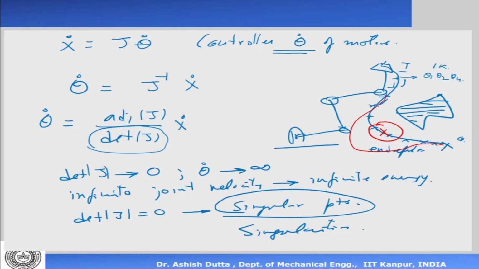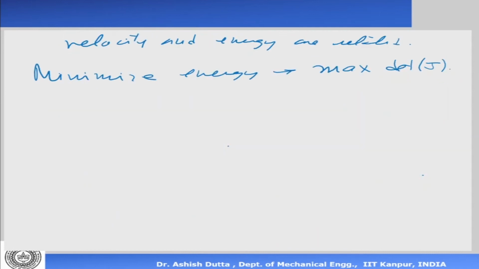In this relationship, if you want to minimize the joint velocities, then you must maximize J. And the reverse also, if you want to maximize joint velocity, you have to minimize J. So to get minimum joint velocity, you have to maximize J, and to get maximum joint velocities, you must minimize J. So to minimize energy, you must maximize determinant of J. Let us look at these two examples, singularity and maximum manipulation ability, or what we say the best way of doing a task.